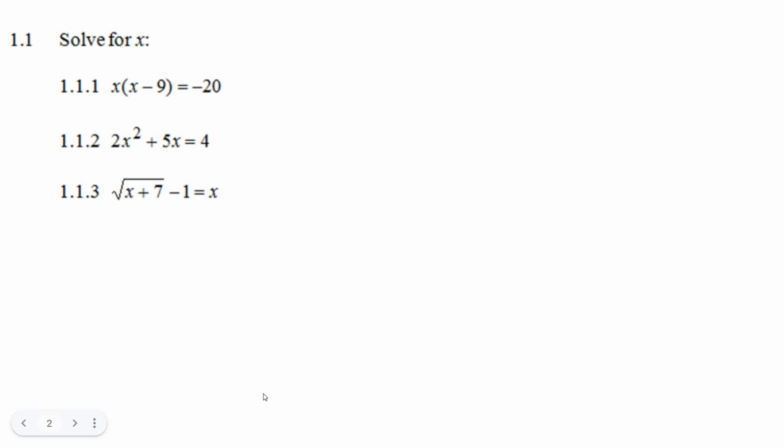Okay, let's try the first three questions of this practice exam. And what are you going to do with this guy here? Well, you're going to multiply it out, x squared and minus 9x. You're going to add 20, and then you're going to factor. And that's what it looks like. x squared minus 9x plus 20.